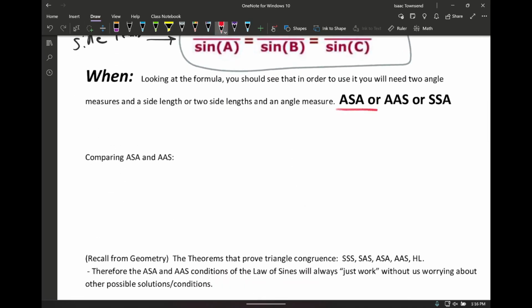So you can use them anytime you have angle side angle or angle angle side. These two are applicable when you have two angles and one side length. And then sometimes side side angle. This is when you have two side lengths and one angle measure.